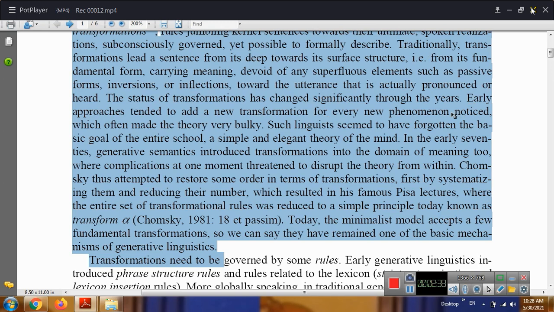And here we can see how the concept of transformation changed through time. Early approaches tended to add a new transformation for every new phenomenon noticed, which often made the theory very bulky. Such linguists seemed to have forgotten the basic goal of the entire school, a simple and elegant theory of the mind. In the early 70s, generative semantics introduced transformation into the domain of meaning too.